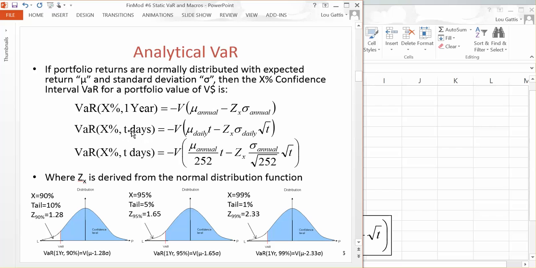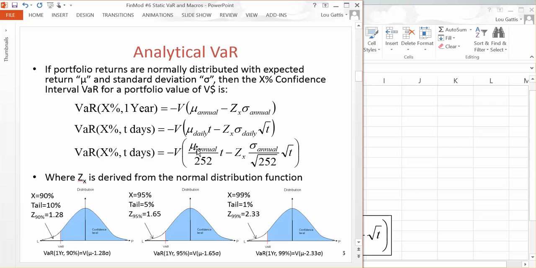If you're looking for a T-day X% confidence interval VaR, I would calculate the daily mean, multiply times T days, minus my Z standard deviation move, using daily standard deviations, and I would scale my standard deviation by the square root of days. That's using the square root rule for scaling volatilities. Often it's written this way.